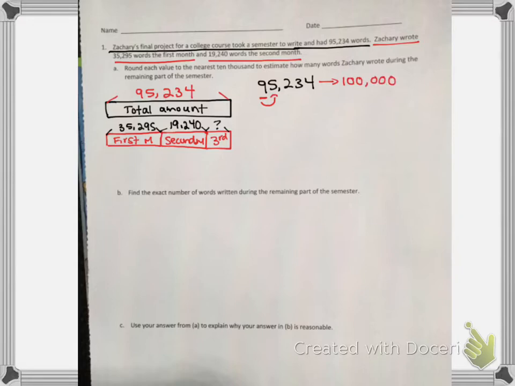Perfect. Now, let's work with 35,295. This is in the 10,000s. I'm looking at this 5. That's definitely at our midpoint. So we have 30,000, and we're going to go to 40,000. Perfect. And 19,240. Here is our nearest 10,000. This 9 is definitely above our midpoint of 5,000. So what's after 10,000? We have 20,000.